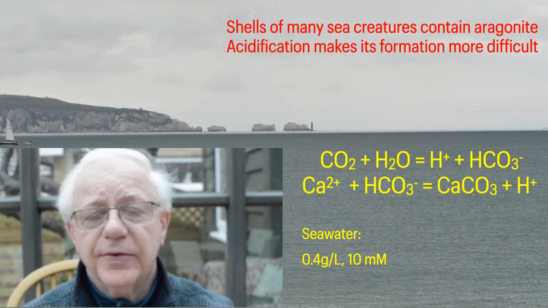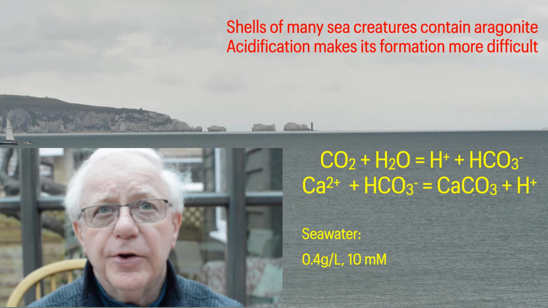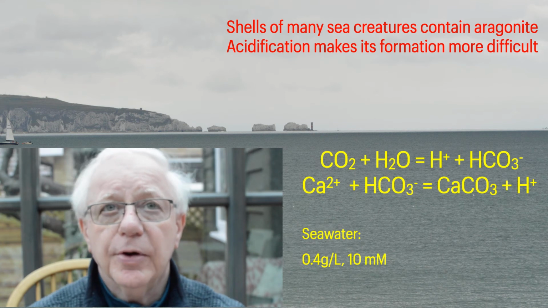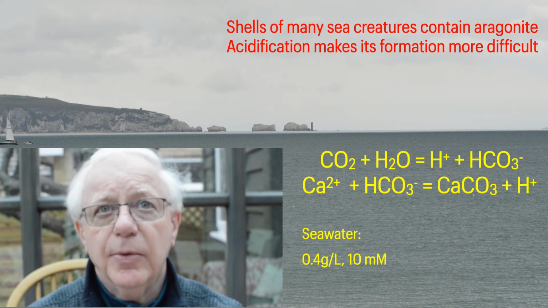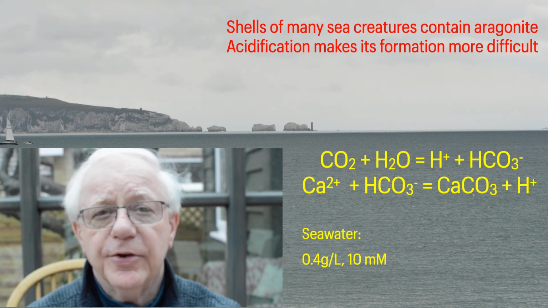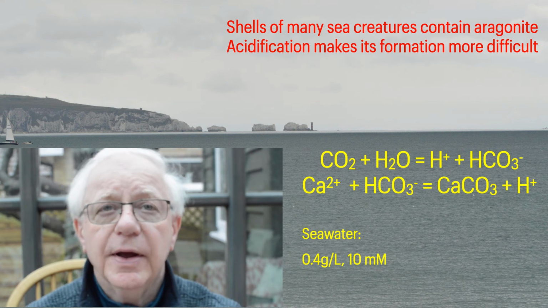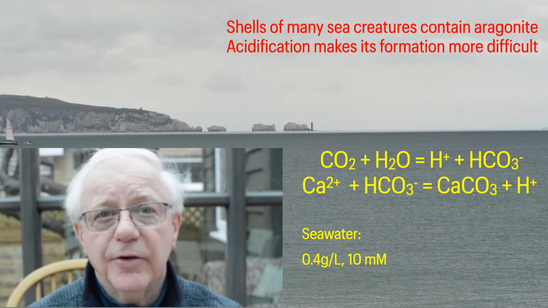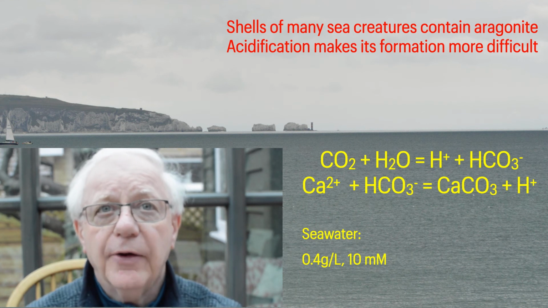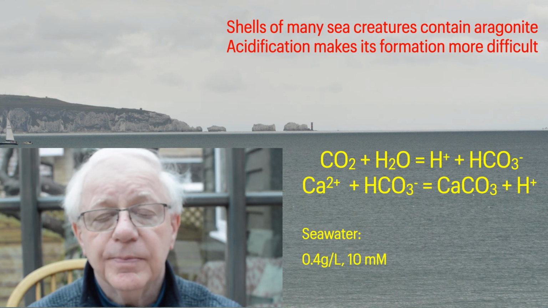The concentration of calcium itself is pretty constant across oceans. It's around 0.4 grams per litre, which is 10 millimolar. When you start to make this more difficult, this precipitation of calcium carbonate, one of the first things to happen is the loss of the ability of sea creatures to make their shells, many of which use aragonite, that form of calcium carbonate, as the mineral that makes up their shells.